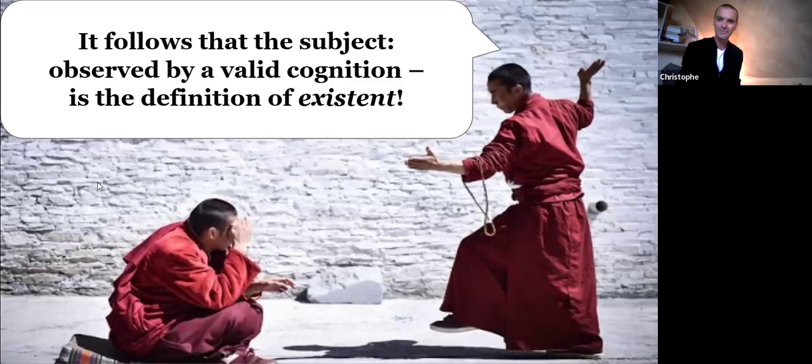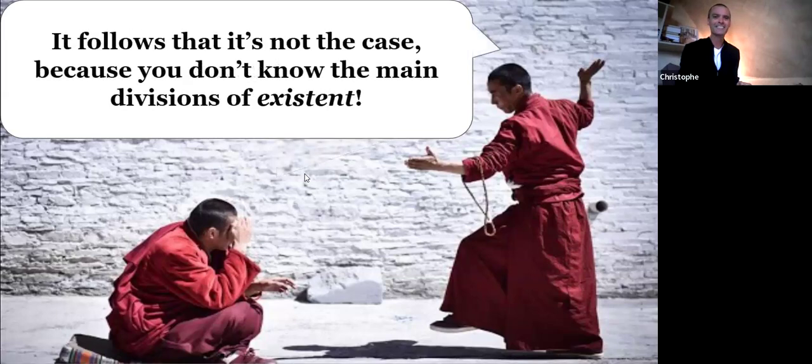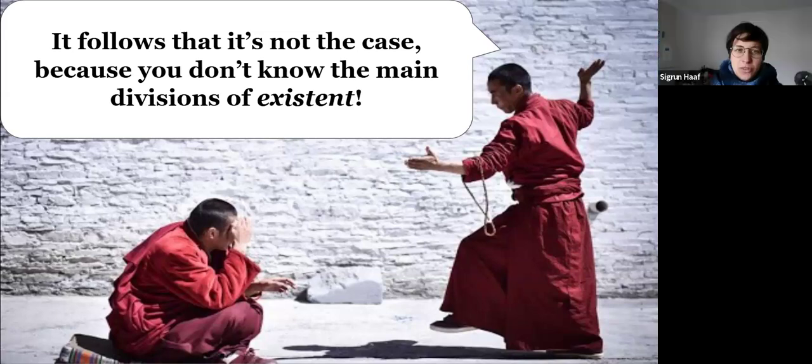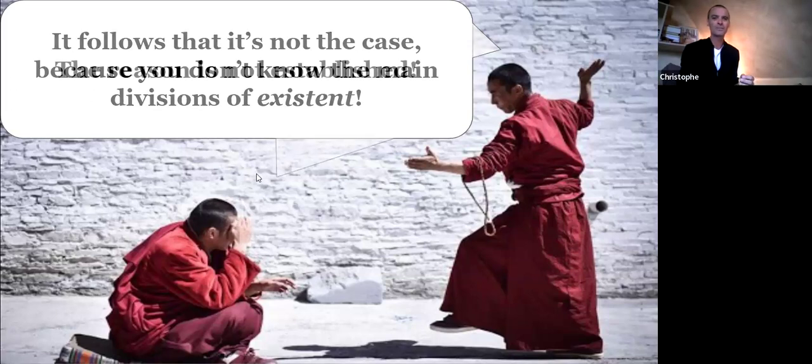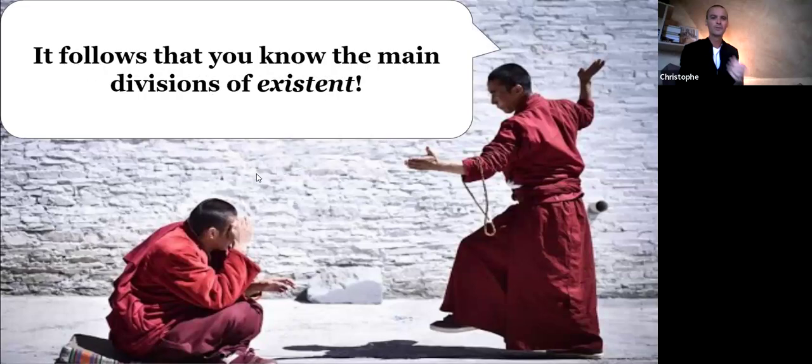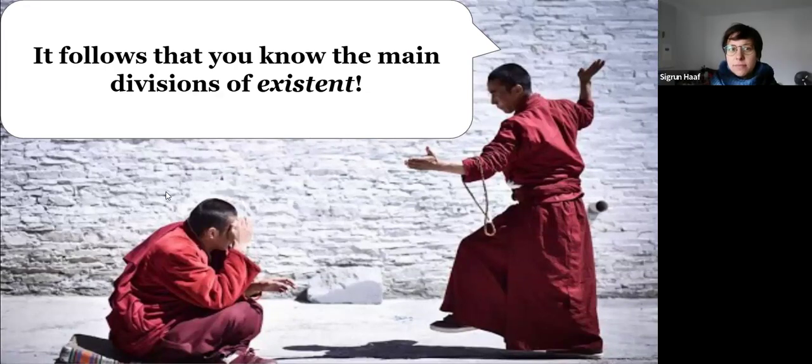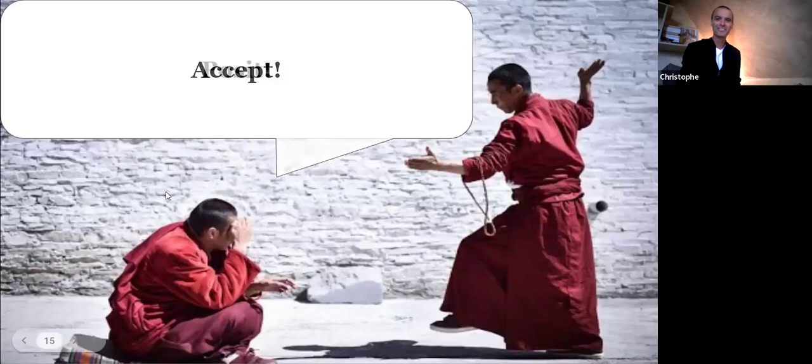Yes, accept. Are you sure? You are sure? Okay, yes. Accept. It follows that it's not the case because you don't know the main divisions of existent. What is the answer to that syllogism? The reason is not established. Yes, exactly. The reason is not established. Very good. It follows that you know the main divisions of existence. Accept. Yes, accept. Very good.